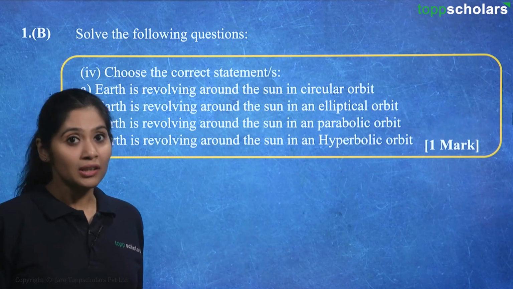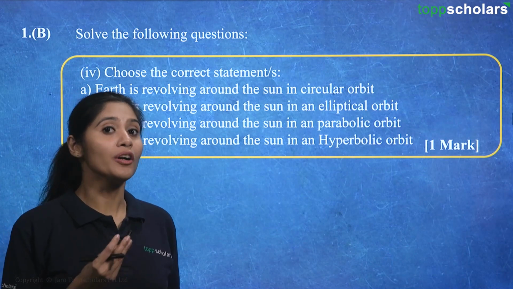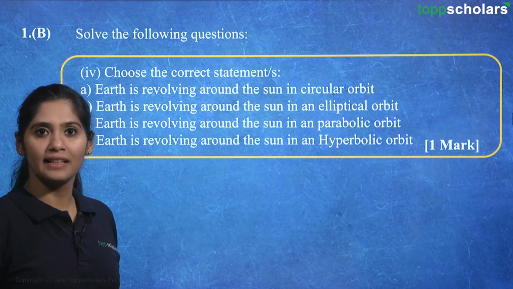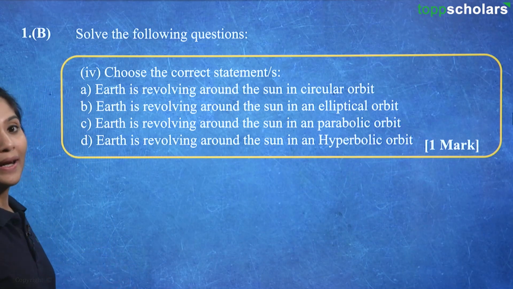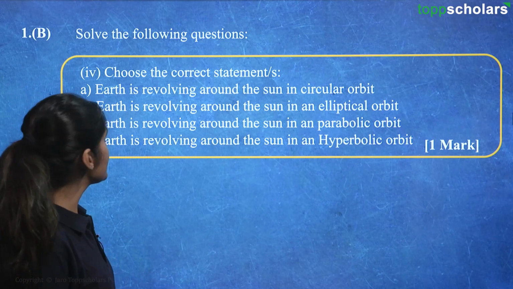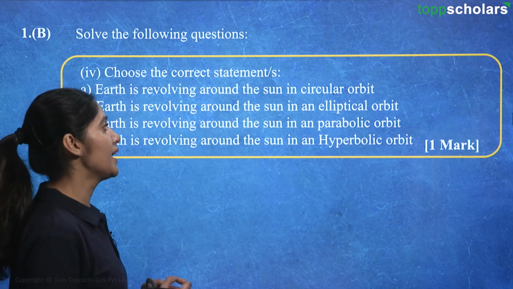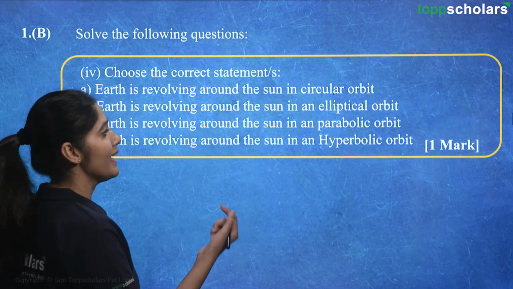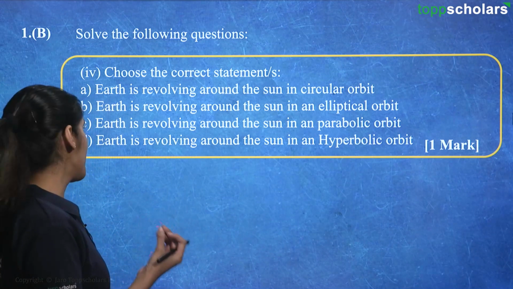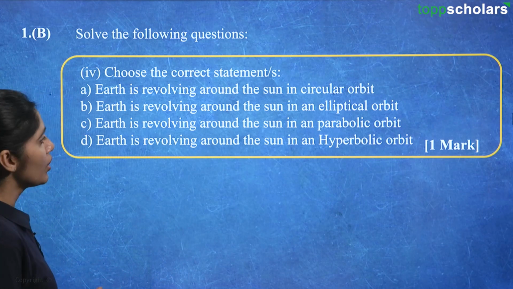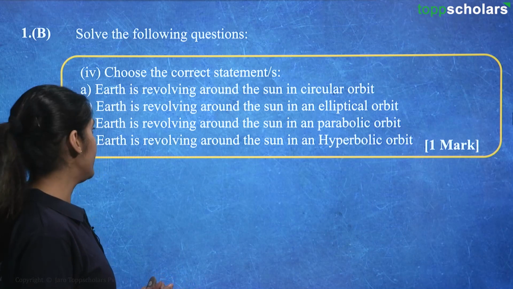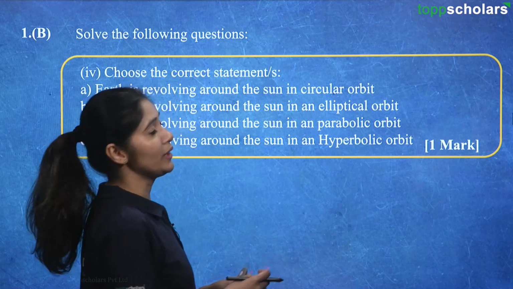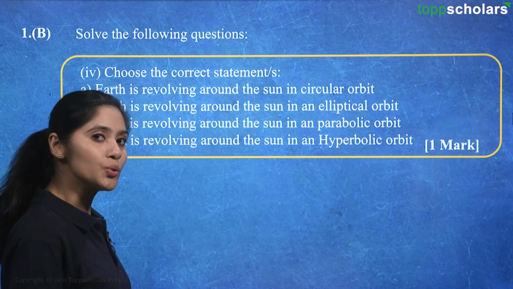Thank you. Now here is an MCQ type question for 1 mark. And it's a very easy question which can very easily get you 1 mark. So let's look at the question. Choose the correct statements. A. Earth is revolving around the sun in circular orbit. B. Earth is revolving around the sun in an elliptical orbit. C. Earth is revolving around the sun in a parabolic orbit. And D. Earth is revolving around the sun in a hyperbolic orbit. Which one do you think is true?